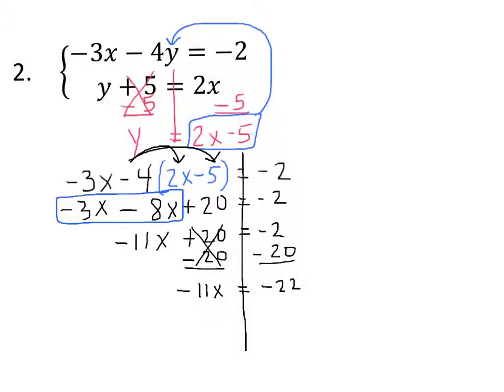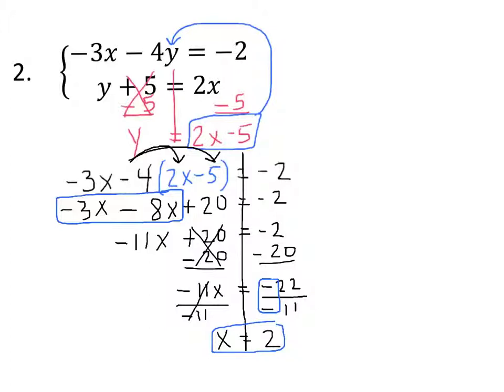Then the last step, we're going to have to divide by -11. Those will cancel, giving us x, and divide this side by -11. Please remember that a negative divided by a negative becomes a positive, and 22 divided by 11 is 2. So now we have solved for one of the variables. We have solved for x.